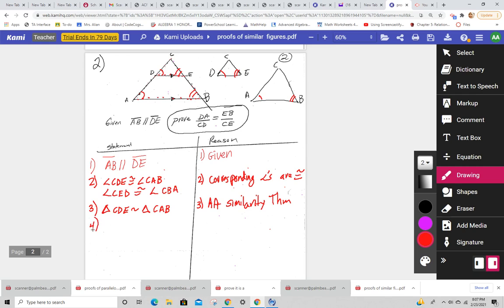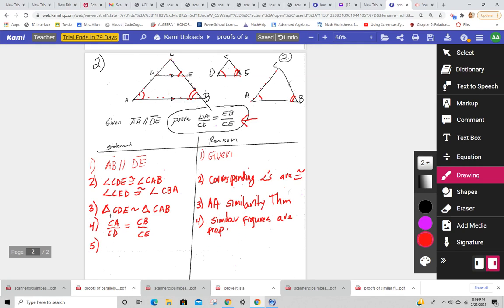Well, now that we have established they're similar, I can write a proportion to relate the two. So we can say the ratio of CA to CD is equal to the ratio of CB to CE. And the reason for that, similar figures are proportional.